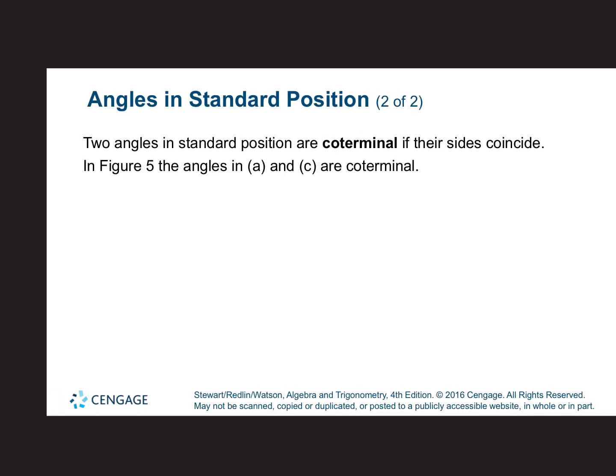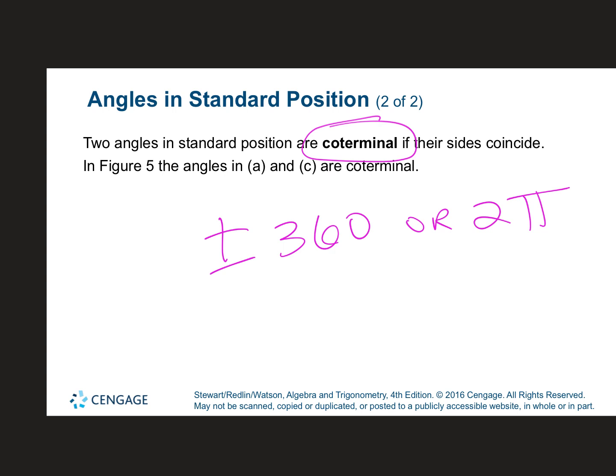Look at coterminal. That's fantastic. Two angles in standard position, if their sides coincide, like in figure 5, A and C, those are considered coterminal. I want you to write this down. To find coterminal angles, you add or subtract 360 if it's in degrees, or 2 pi if it's in radians. Meaning, just like Sophie said, well, wait, what's the difference? Okay, if I have this angle right here, say I tell you that this angle is 45 degrees.